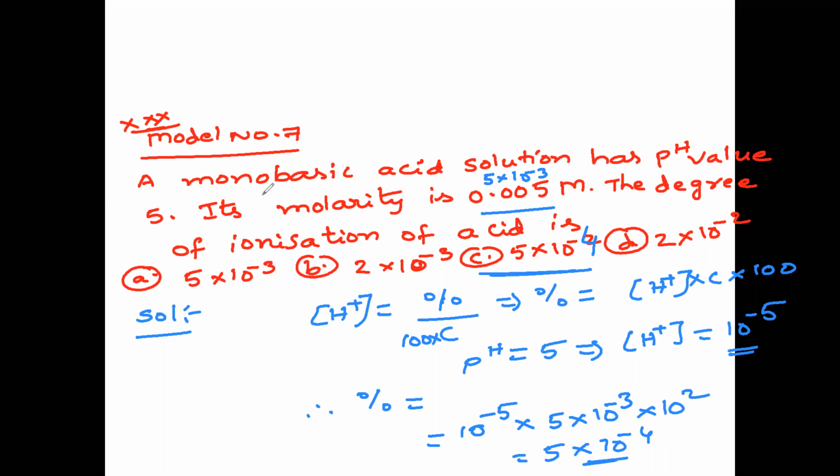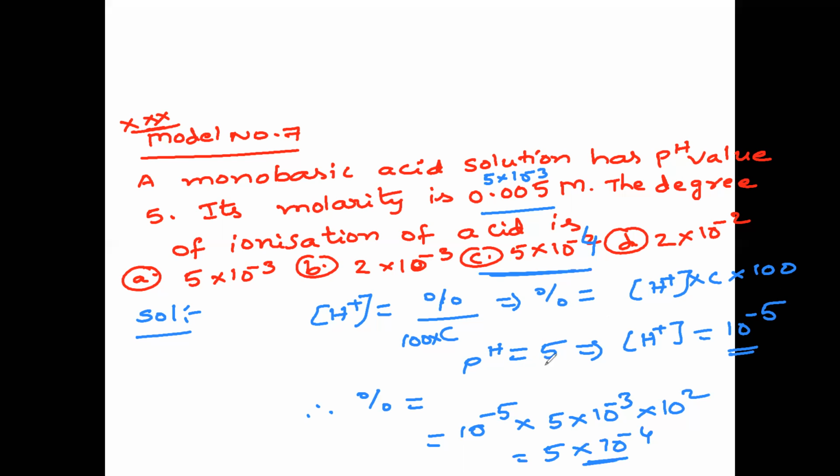So this is the question. A monobasic acid solution has a pH value. Its molarity is also given. From pH, we can find H plus concentration. So percentage divided by 100 into C is equal to H plus concentration, and percentage is equal to H plus concentration into C into 100. Suppose if it is a base, OH minus concentration into C into 100.